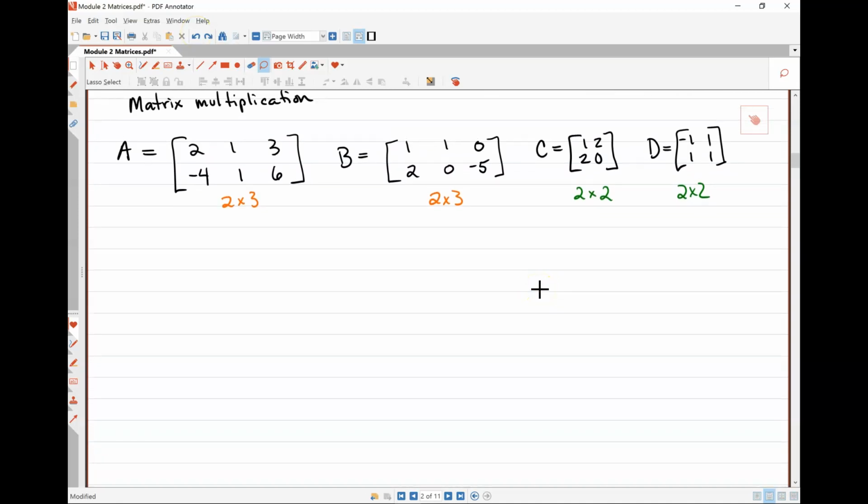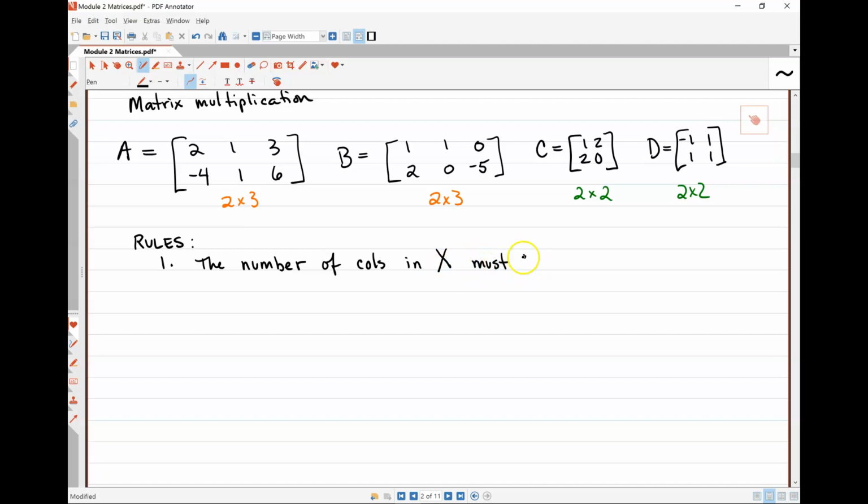So there's a couple of things to know starting out. You can't just multiply any two old matrices. There are a few rules. So rule number one, the number of rows in the second matrix is going to have to be equal to the number of columns in the first matrix. Let me say that frontwards this time. The number of columns in X must be equal to the number of rows in Y in order for X times Y to exist. I said there were a couple of rules, but that's really not true. This is the only one.